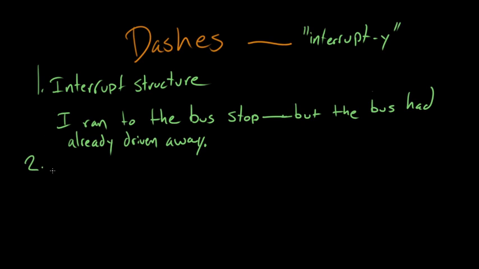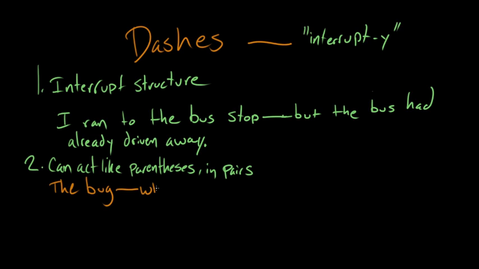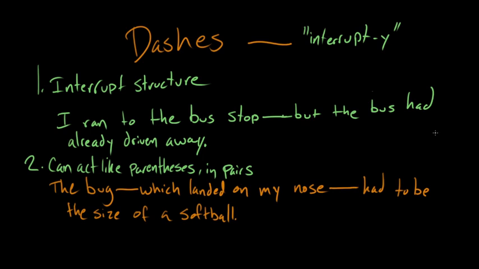Use number 2 for the dash is that they can act like parentheses in pairs. So the dash is in the same place as another type of punctuation could be. Correct. So let's look at another example sentence and I'll switch colors. The bug, which landed on my nose, had to be the size of a softball. Enormous bug. But Paige, as you rightly pointed out, this is the same as having it in parentheses. You wouldn't have both of these together like that. But they have the exact same function.